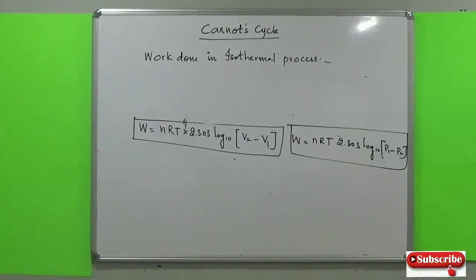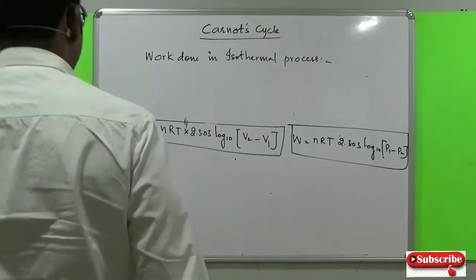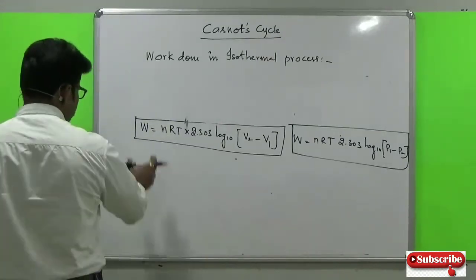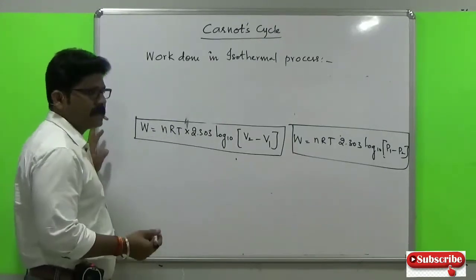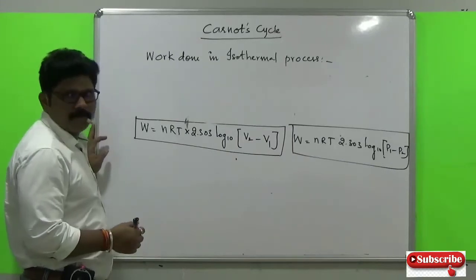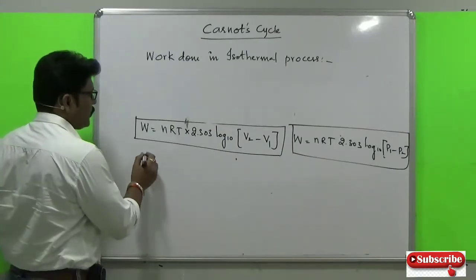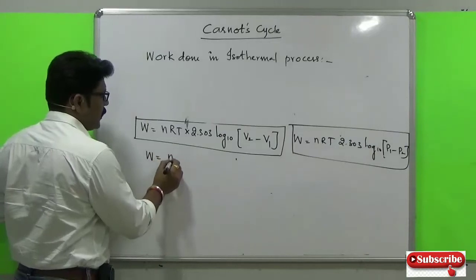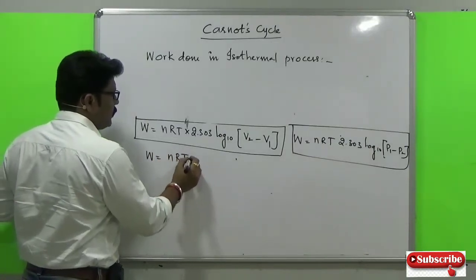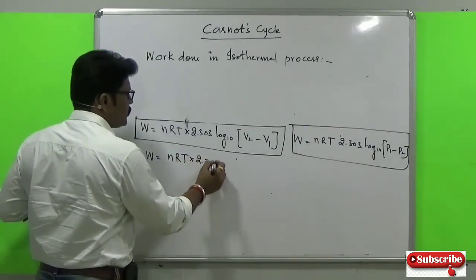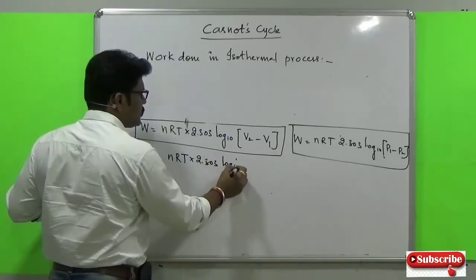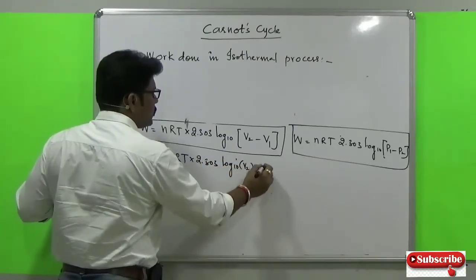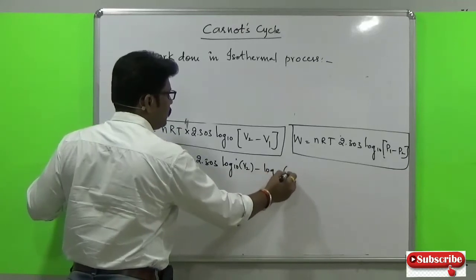Now the continuation of this work done can also be expressed in standard form. W is equal to nRT into 2.303 log base 10 V2 minus log base 10 V1.